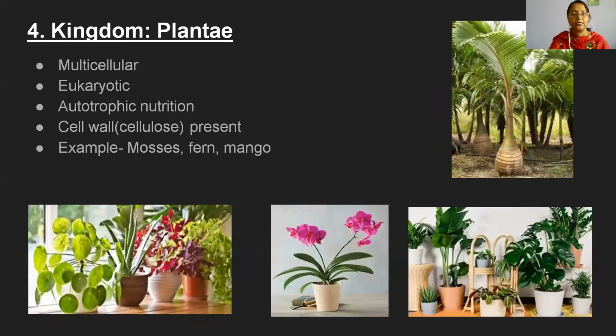Now the next kingdom is Plantae. In Plantae, all the plants come here. All these plants are multicellular, and again they are eukaryotes. That means they have a well-defined nucleus and membrane-bound cell organelles are present. Their mode of nutrition is autotrophic. That means they can prepare their own food with the help of chlorophyll, sunlight, and carbon dioxide, and this process is called photosynthesis. So by the process of photosynthesis, they can make their own food.